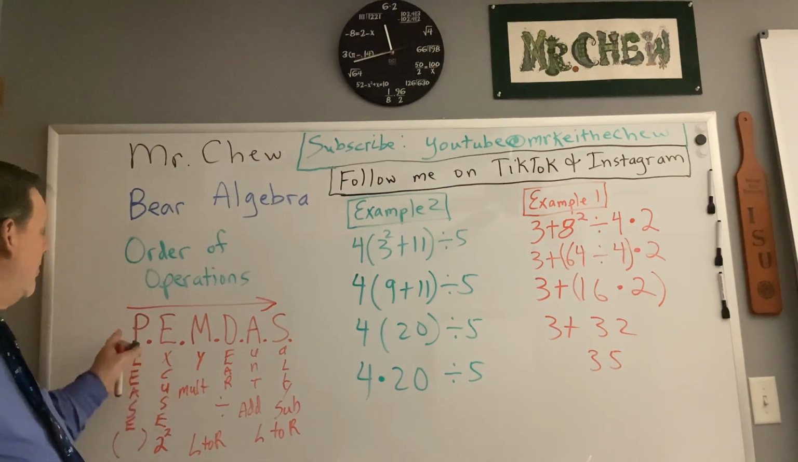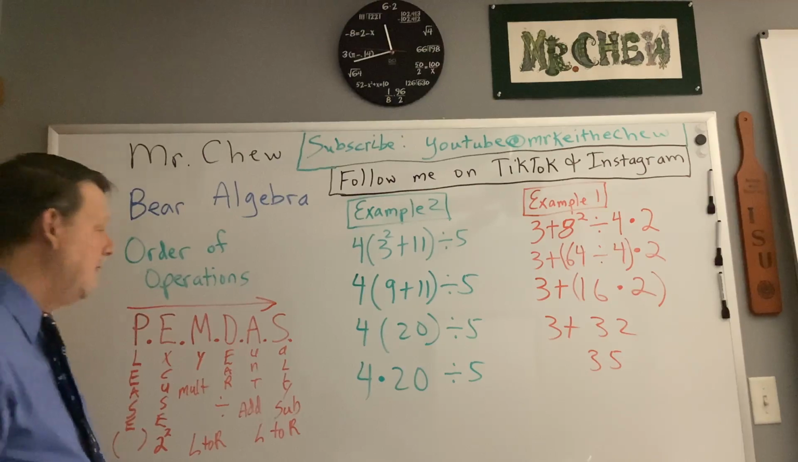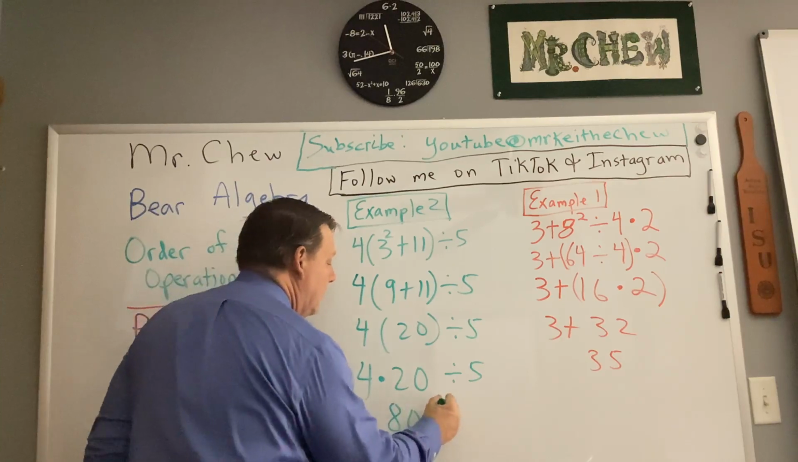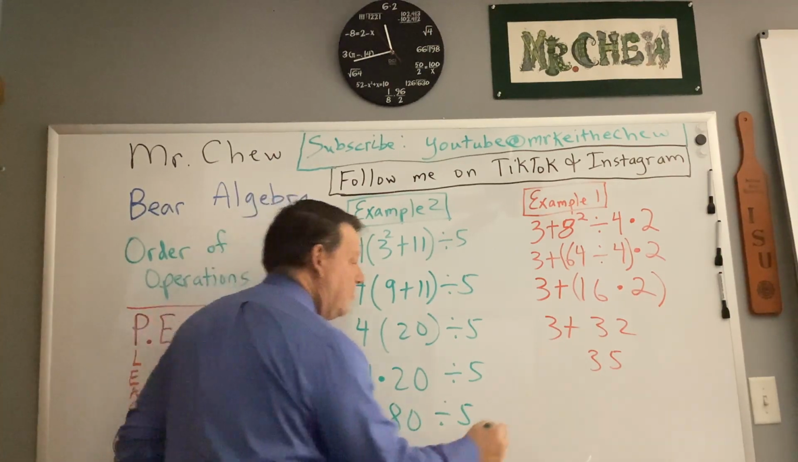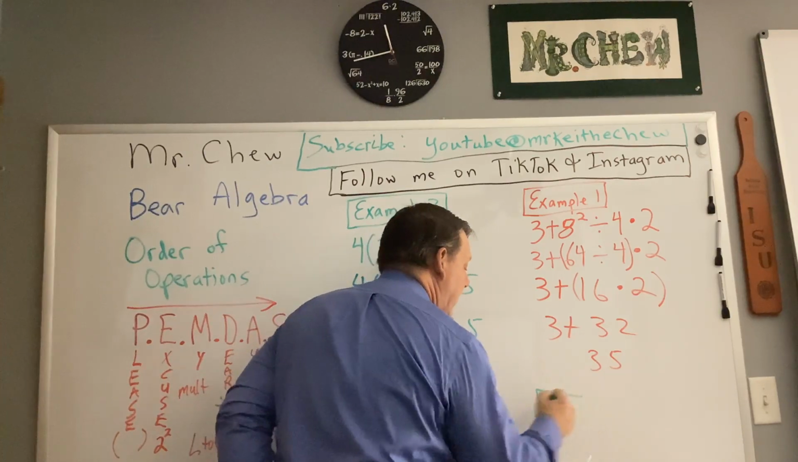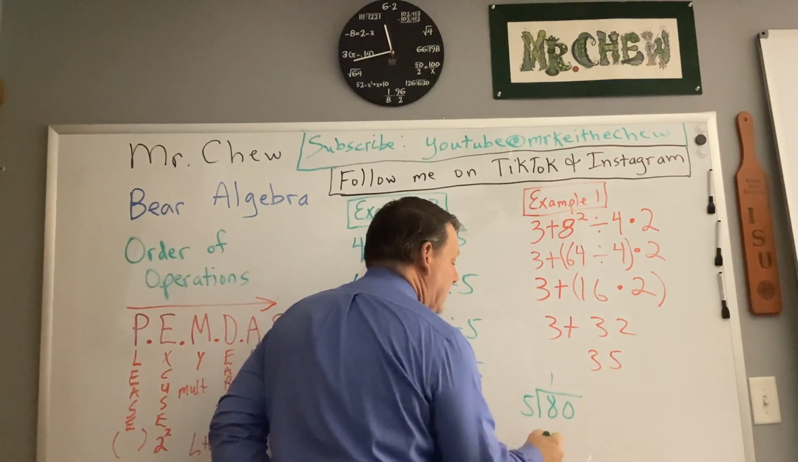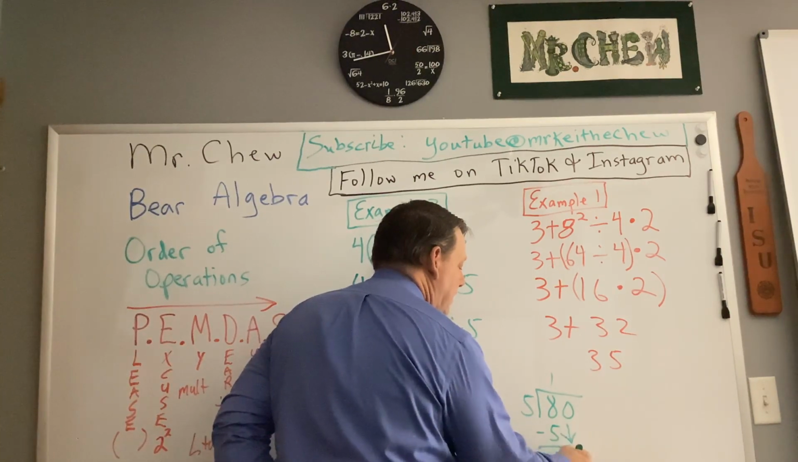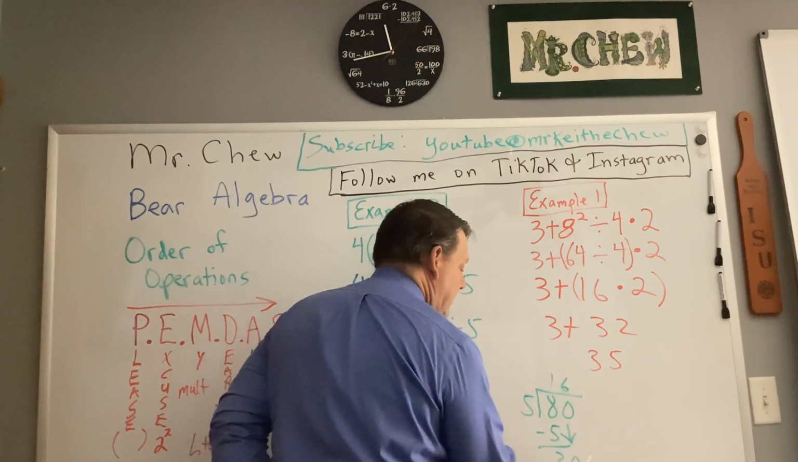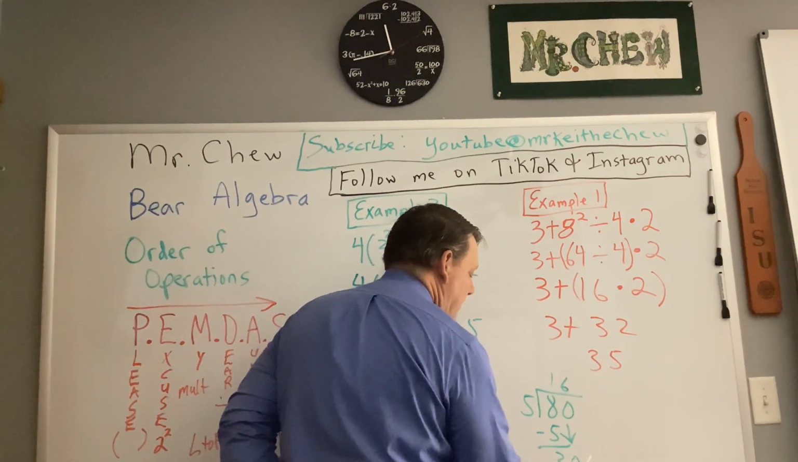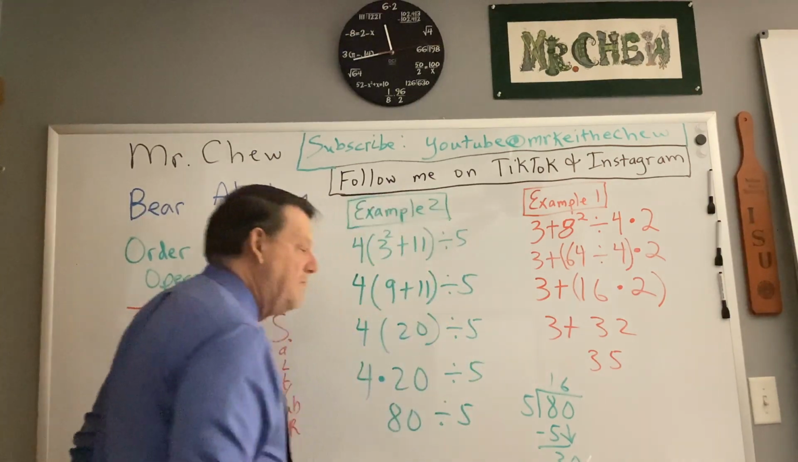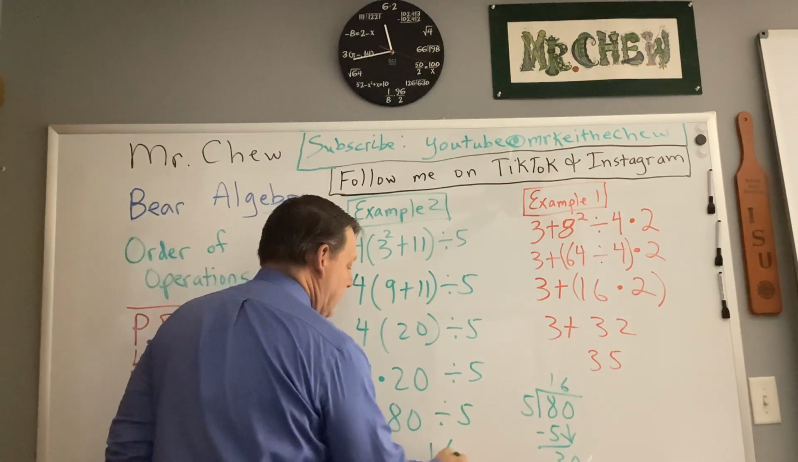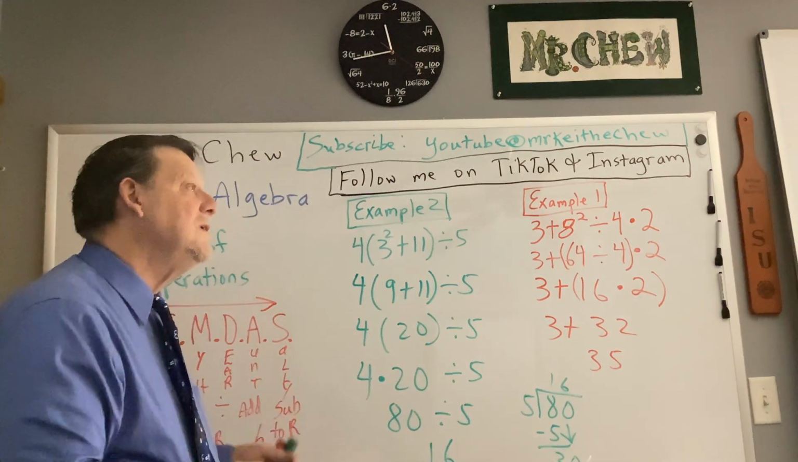So now we multiply and divide left to right. So I multiply first. 4 times 20 is 80. Now we're going to do this division. So 80 divided by 5. 5 goes into the 8 one time. 5 goes into the 30 6 times. So that ends up being a 0 down there. So the answer is 16. So here are my first 2 examples.